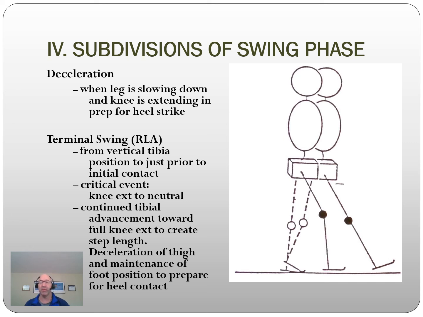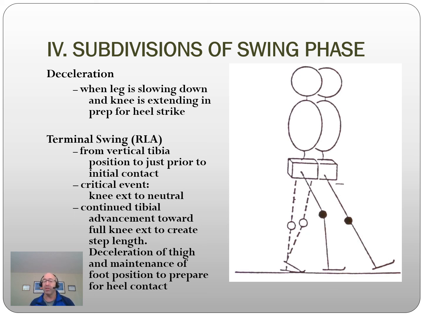Deceleration is just that. We're slowing the swing leg down in order to make contact with the heel on the ground again. Terminal swing is what we call it in the Rancho system, and that's basically from the time the tibia is completely vertical until just prior to heel contact. In this process, your knee is extending to make your leg straight to reach the foot to the ground for heel contact.